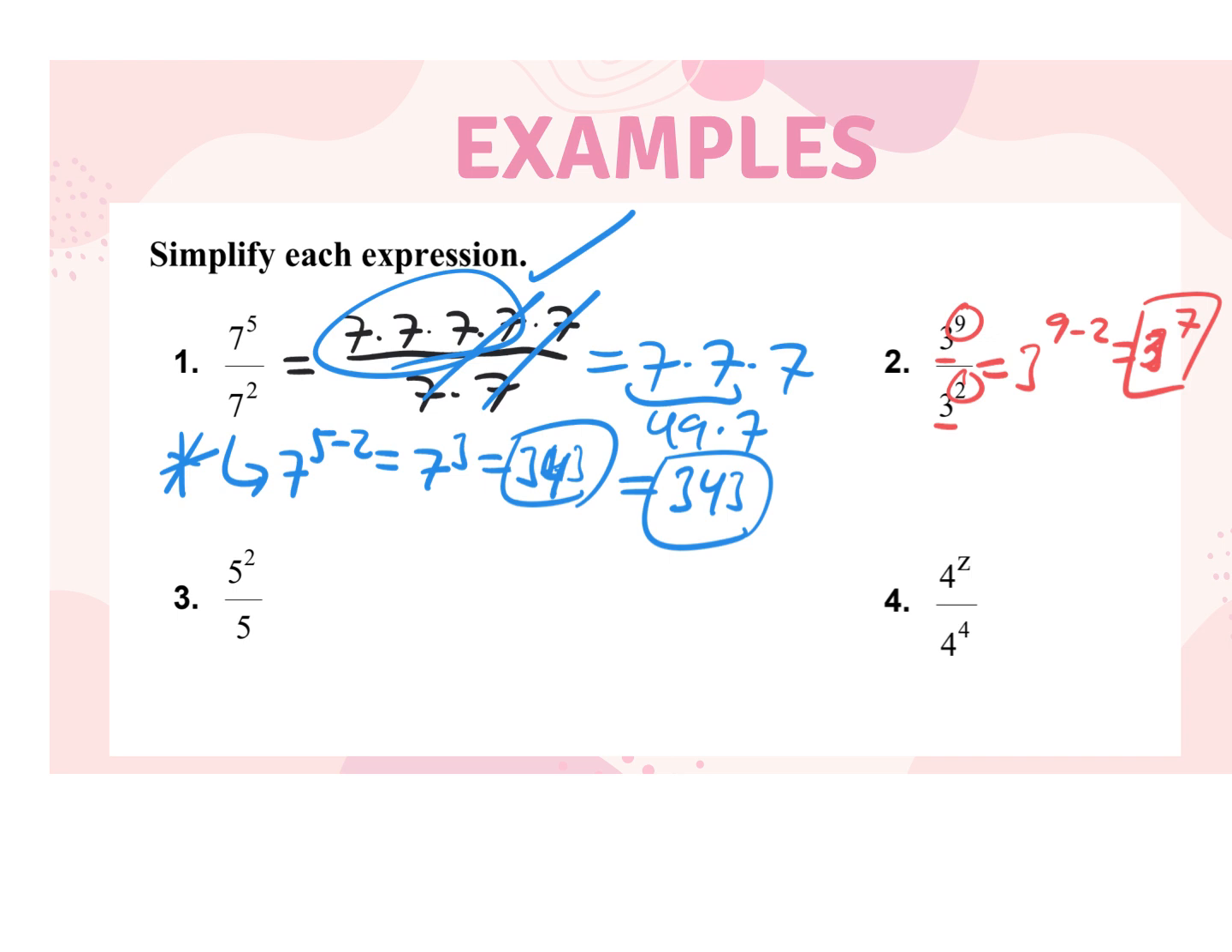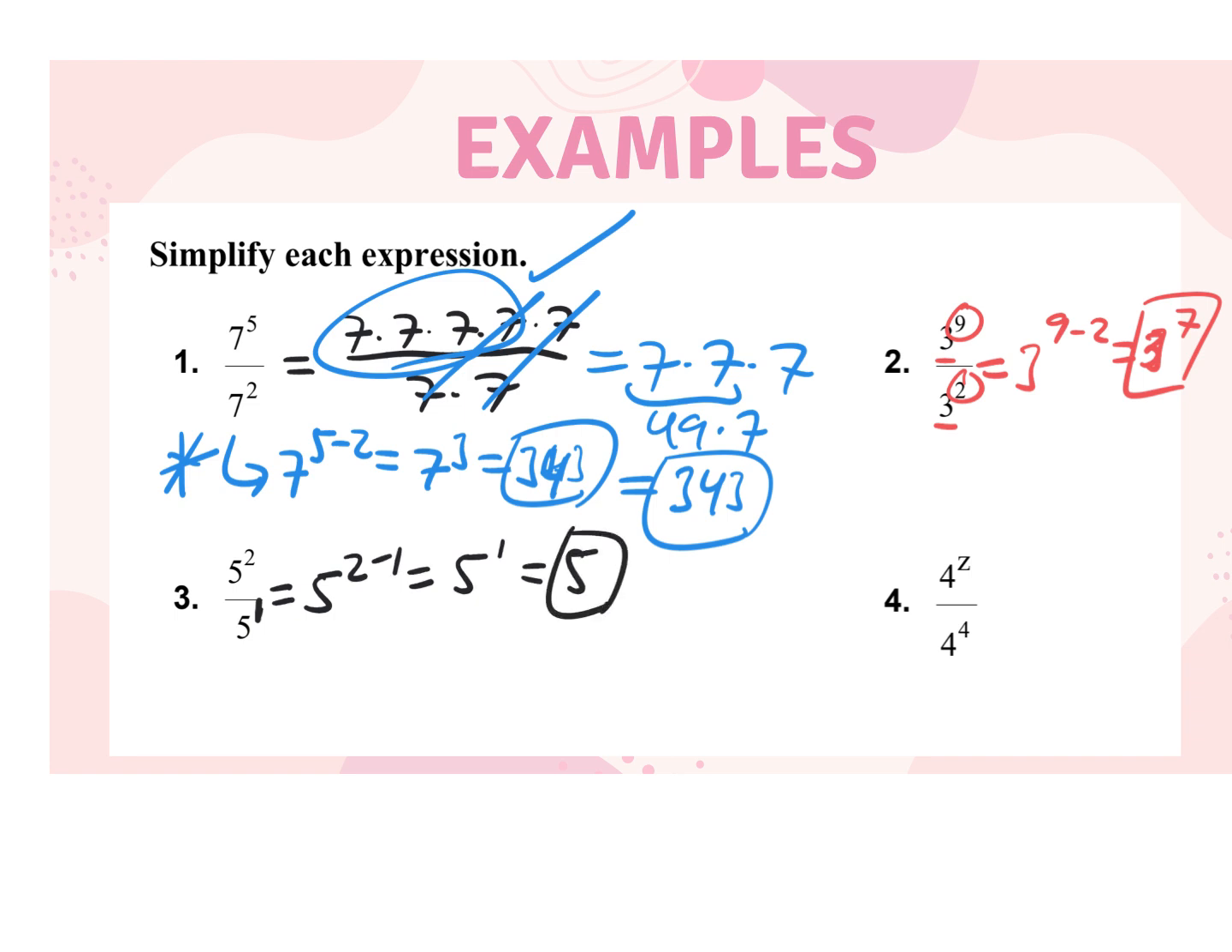So 5 to the 2nd over 5, right? You could use your rules of exponents. If you don't see an exponent, you assume it's 1. So we get 5 to the 2 minus 1, which is 5 to the first, right? And then 5 to the first is just 5.